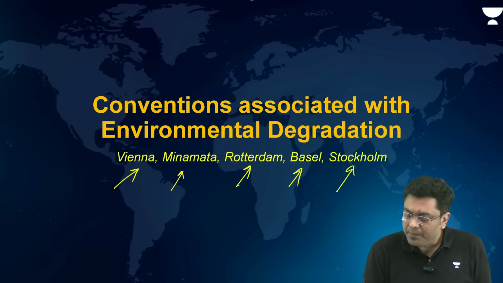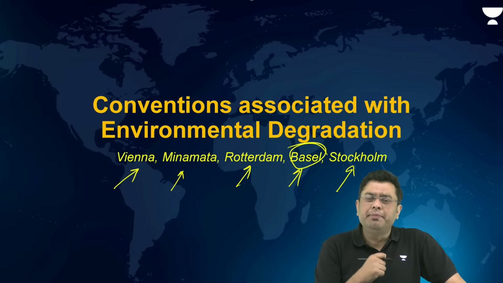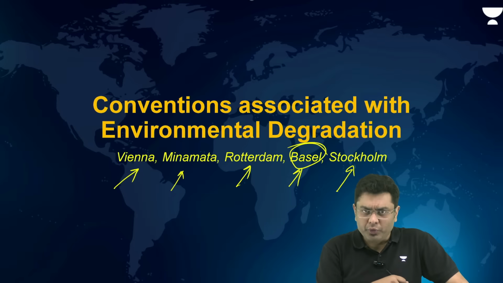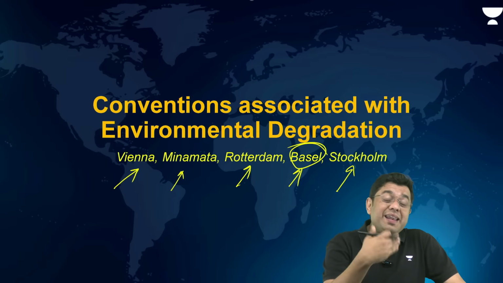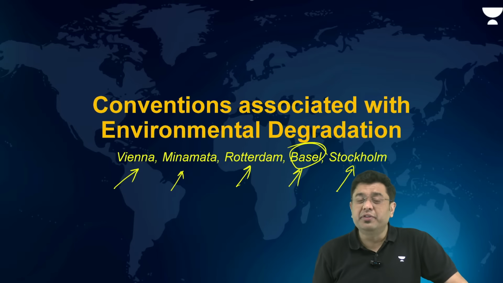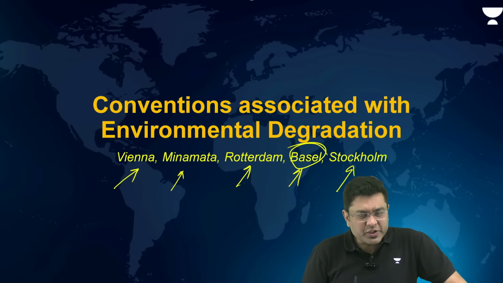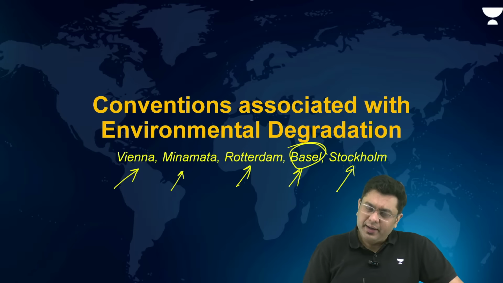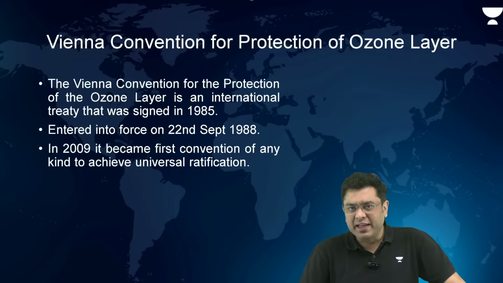Basel Convention is about banning the usage or the transboundary movement of hazardous waste. Rotterdam is in order to prevent the trade of hazardous substances, pesticides, etc. Stockholm is for persistent organic pollutants, right? So that is the overview of all these various conventions.